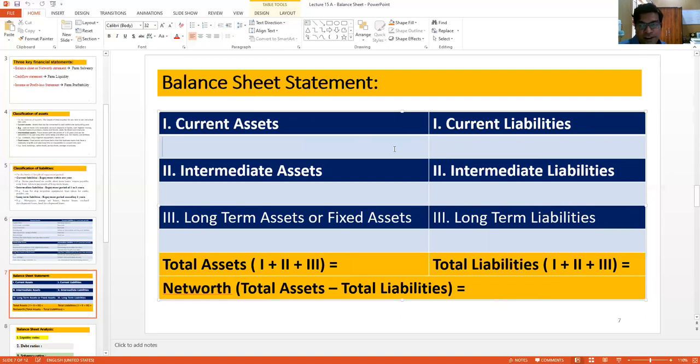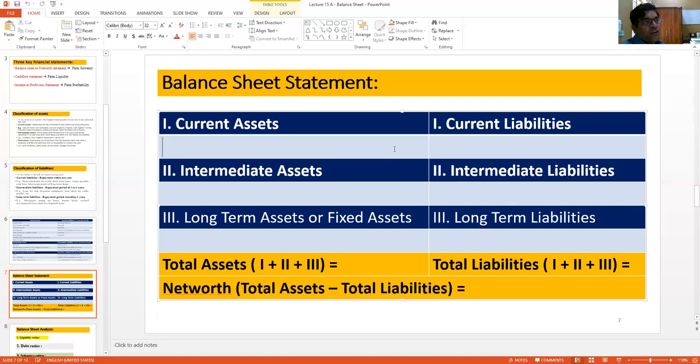Now, we know what a balance sheet is. We also know what the components of a balance sheet are, and we know how to present it. If you have to present a balance sheet, what should come on the left-hand side, what should come on the right-hand side, and how to make that categorization? What is the basis? For example, in the case of assets, we have liquidity as the criterion for the classification of all the assets.